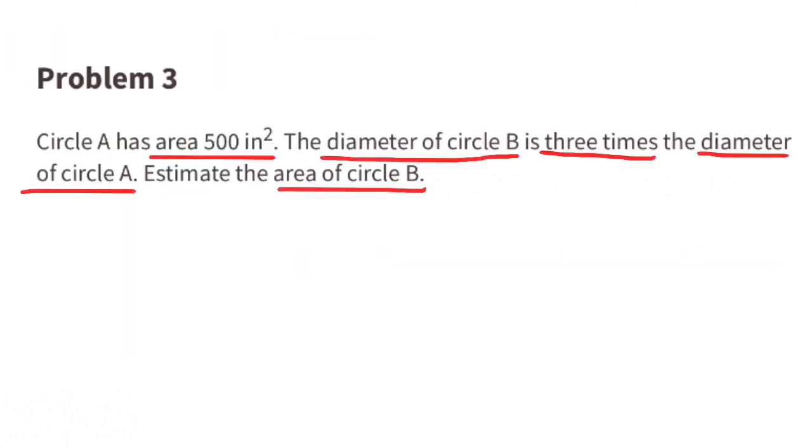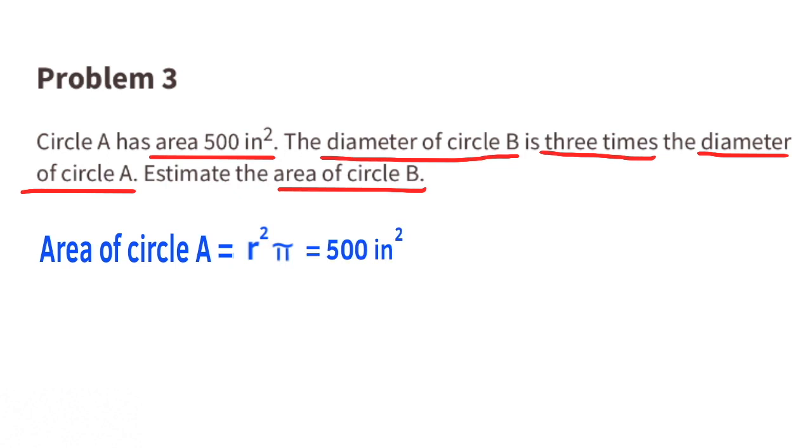Problem number 3. Circle A has area 500 inches squared. The diameter of circle B is 3 times the diameter of circle A. Estimate the area of circle B. The area of circle A equals the radius squared times pi. So we know that the radius squared times pi equals 500 inches squared because they told us that circle A has an area of 500 inches squared.